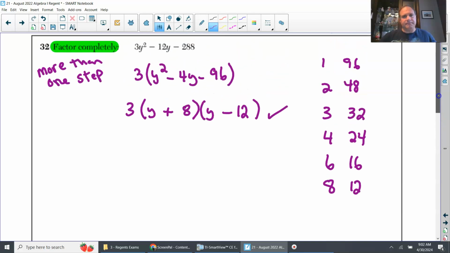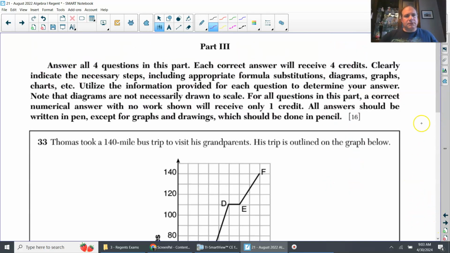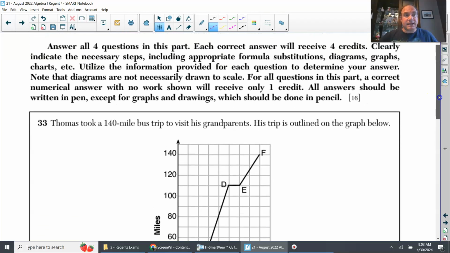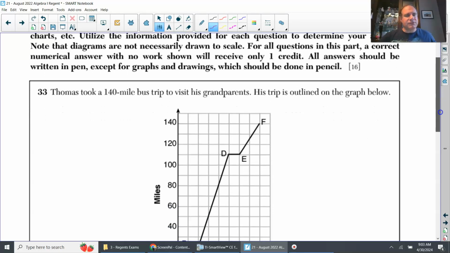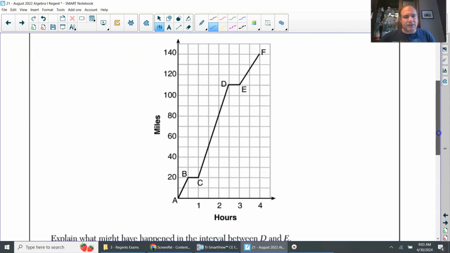All right. Sorry about the issue here. I just changed that number. Answer all 4 questions in this part. This is part 3. You receive 4 credits. Each one of these is a 4-credit question.